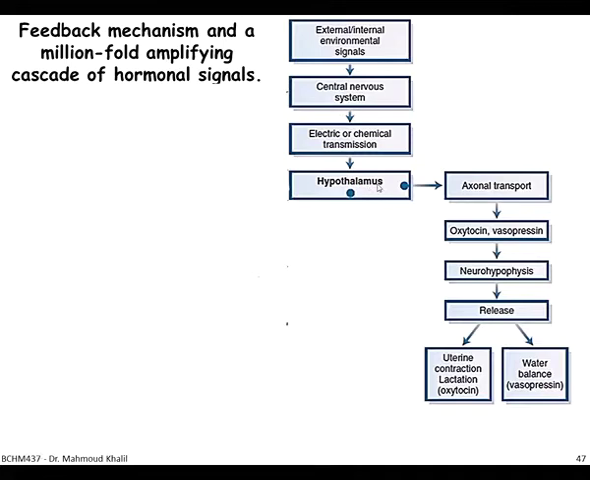Through the hypothalamus, because the hypothalamus is actually a gland in the brain that is innervated through axonal transport, it will release two important hormones, which are oxytocin and vasopressin. These two hormones are released through the neurohypophysis. What is the neurohypophysis? We'll talk later in detail about that.